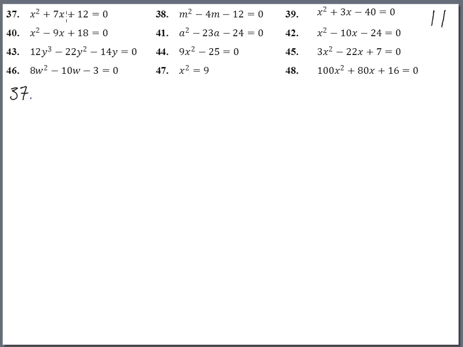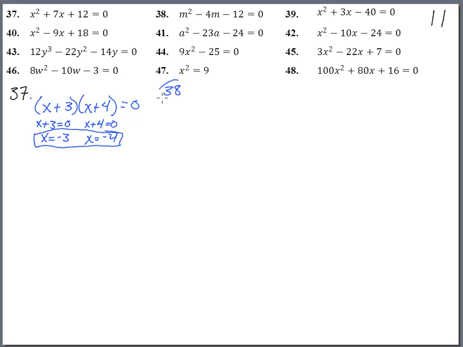So we have x squared plus 7x plus 12 equals 0. Let's factor it. It is a trinomial, and we can break it up into x plus 3 and x plus 4. That'll give us 0. We set x plus 3 equal to 0, and that'll give us an answer. If we have 0 times x plus 4, whatever that is, it will equal 0. Same thing, if x plus 4 equals 0, then we have 0 times whatever x plus 3 is, and that'll equal 0. So we get x equals negative 3, and x equals negative 4. We have two answers.